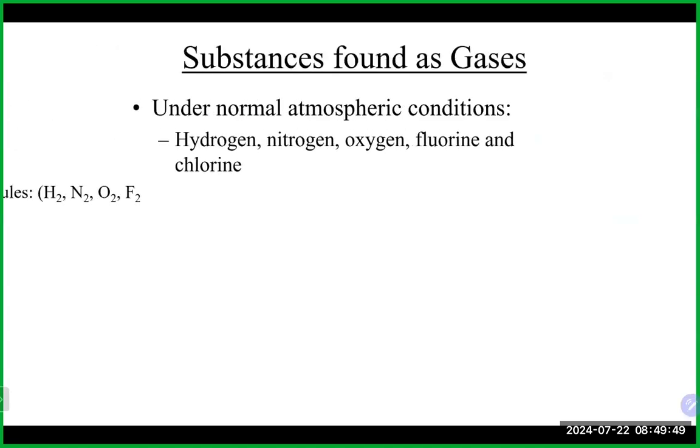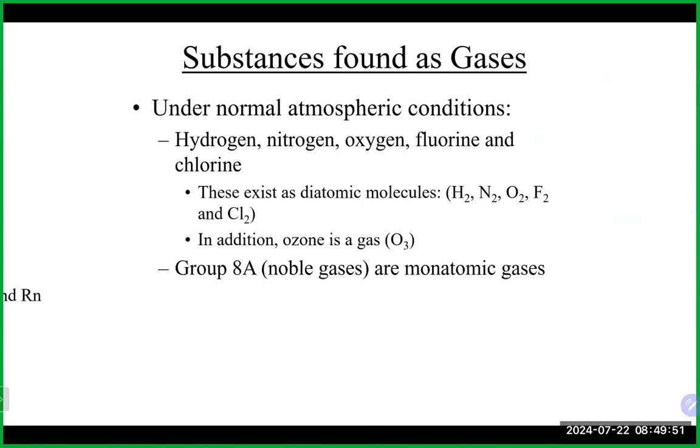Now, substances that are found as gases under normal conditions, we have a lot of those diatomic molecules, which are elements. We have our hydrogen, our nitrogen, oxygen, fluorine, and chlorine. They again exist, as we talked about, as those diatomic molecules. They are still elements, and they are naturally found as gases. In addition, ozone, which is O3, is a gas.